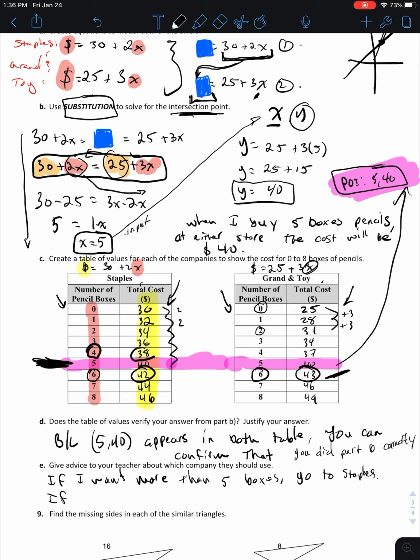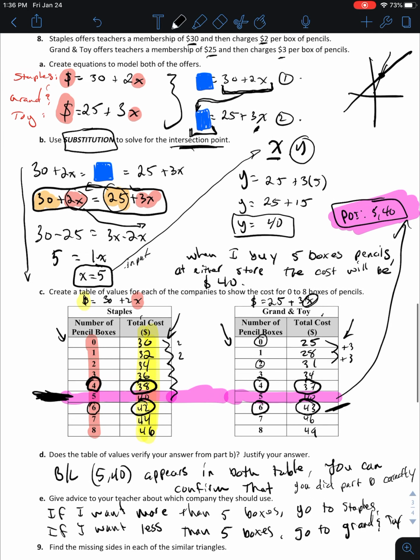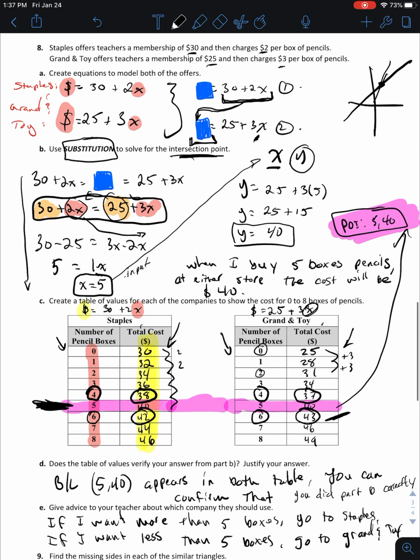Let's look here. If I want 4 boxes, 4 boxes at Staples is going to cost me $38. How much is it at Grand and Toy? 4 boxes, $37. So it's actually cheaper at Grand and Toy now for less than 5. So if I want less than 5 boxes, go to Grand and Toy. And that's it.